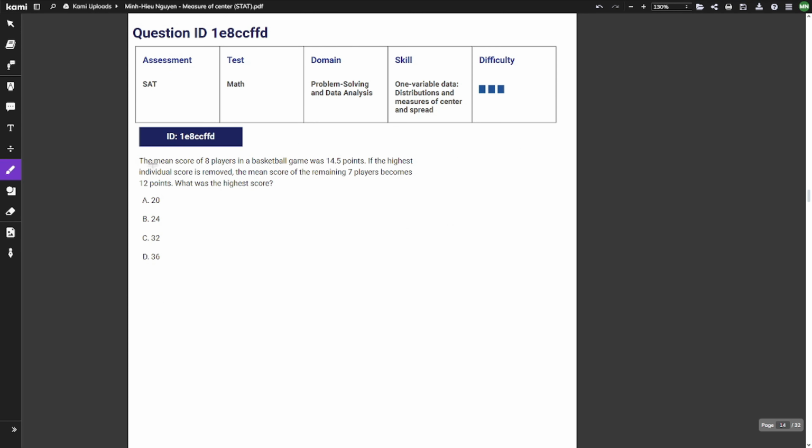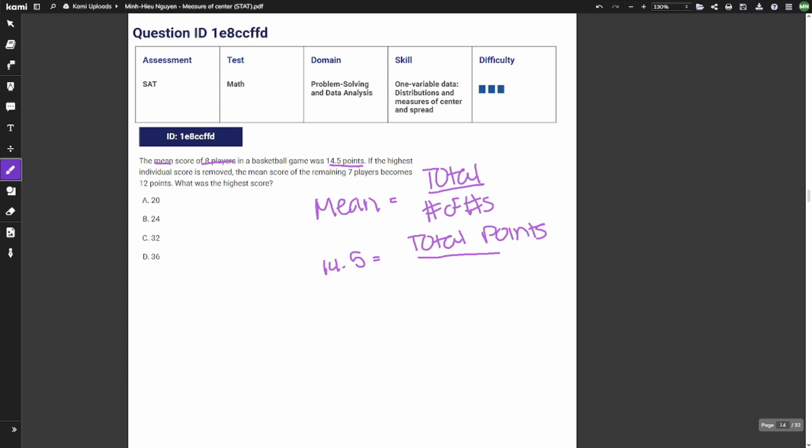Question number 14. The mean score of 8 players in a basketball game was 14.5 points. If the highest individual score is removed, the mean score of the remaining 7 players becomes 12 points. What was the highest score? So let's break this down. We know that the mean of 8 players was 14.5. And if you remember, mean is equal to the total divided by the number of numbers. So in this problem, the mean, which is 14.5, would be equal to the total points of all 8 players divided by the number of players, which would be 8.